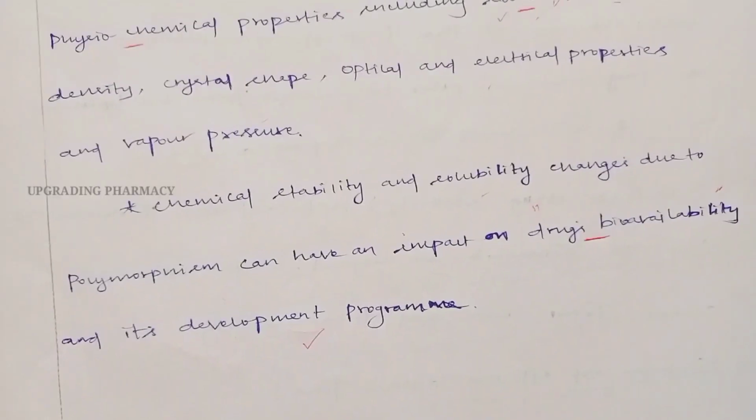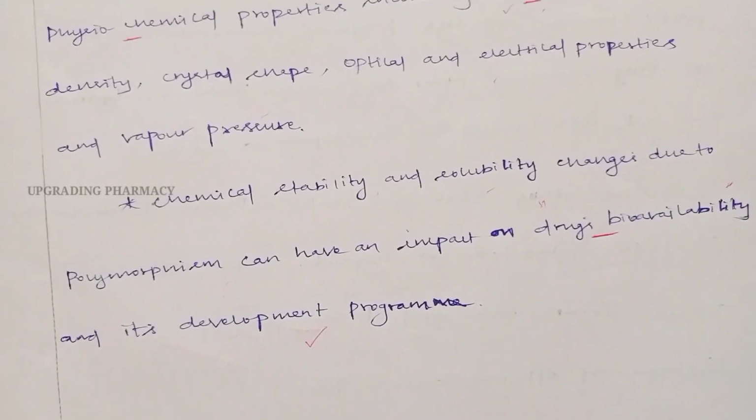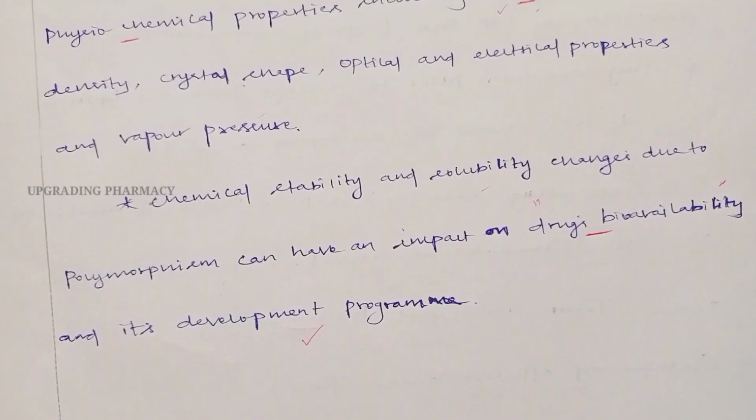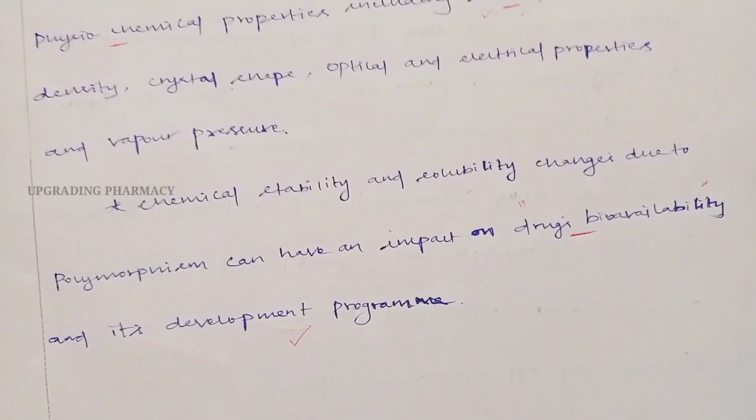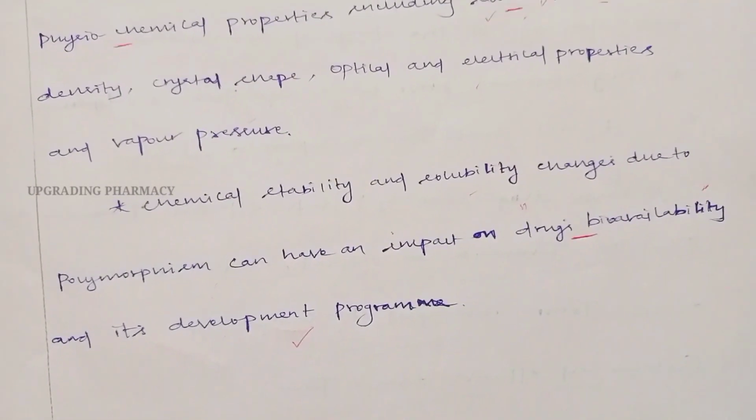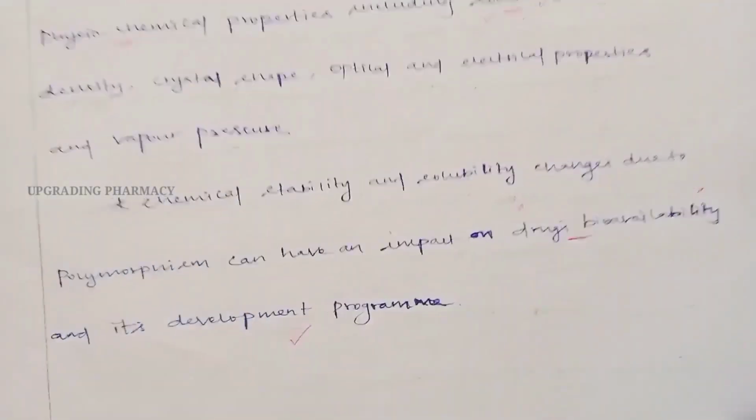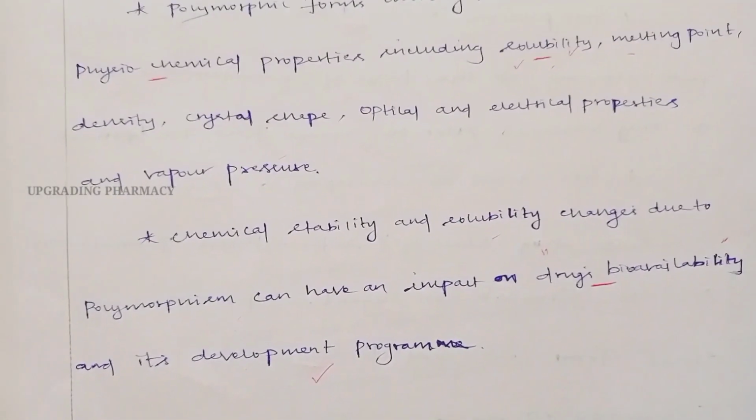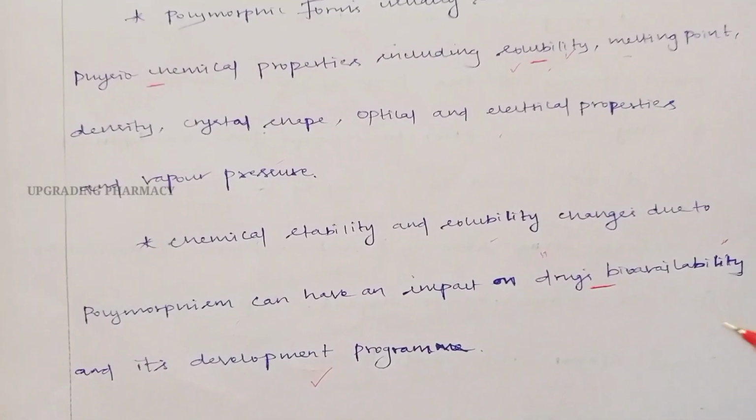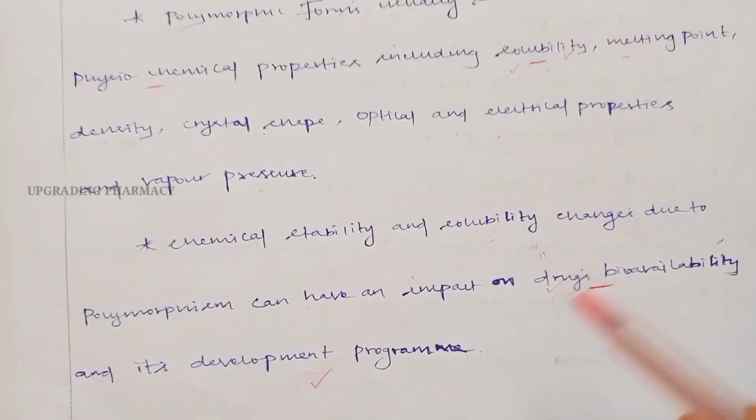When the solubility changes, it leads to differences in the bioavailability of the drug and its development program. Why does it impact development? When the solubility of a particular drug decreases, it is difficult to make it soluble and increase the bioavailability. So the main concept is the development program: when chemical factors are changed by polymorphism, it affects the drug's bioavailability and development programs.